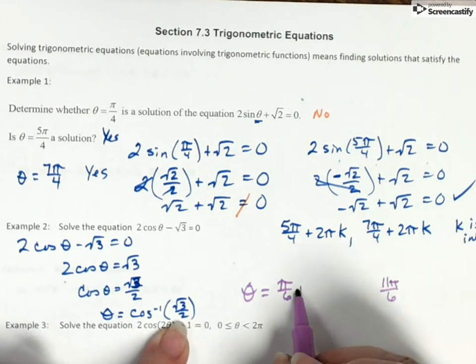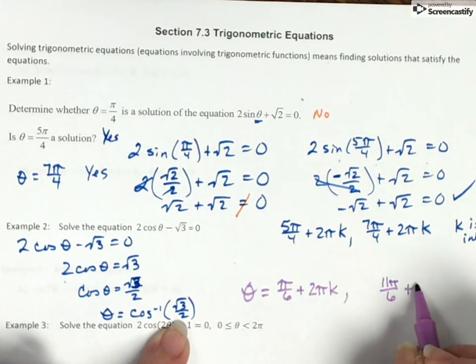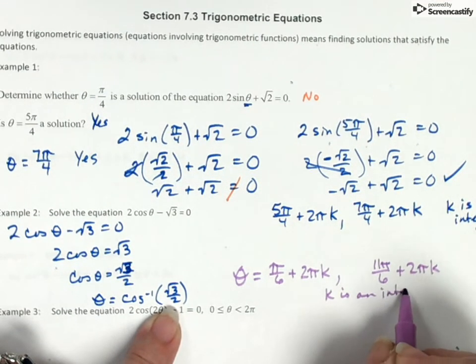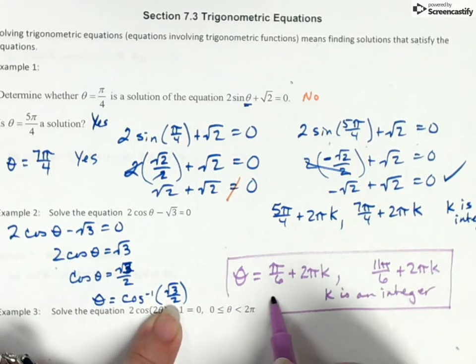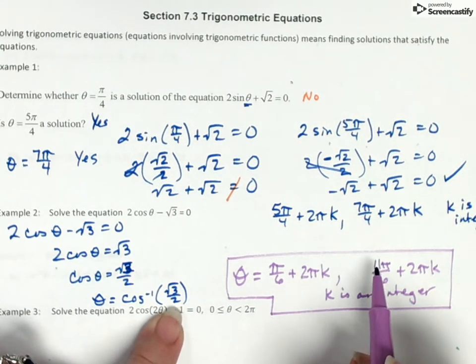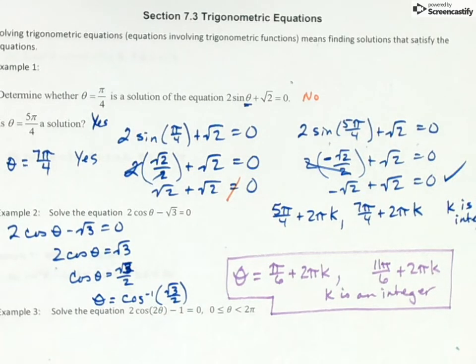In addition, every coterminal of those angles, every coterminal where k is an integer, would be a solution to that problem. So theta is equal to pi over 6 plus its coterminals, and 11 pi over 6 plus its coterminals.